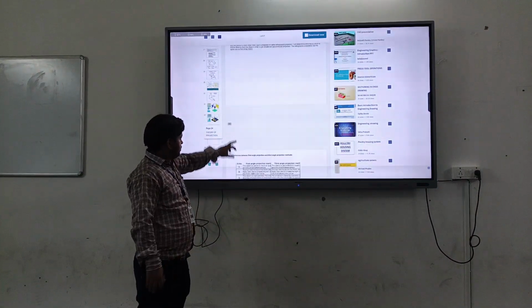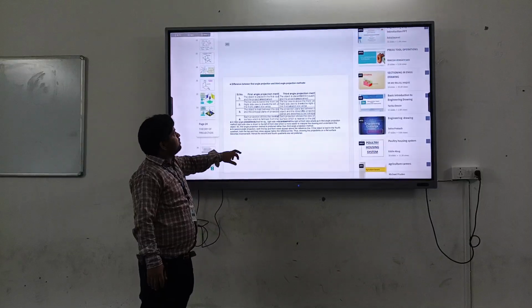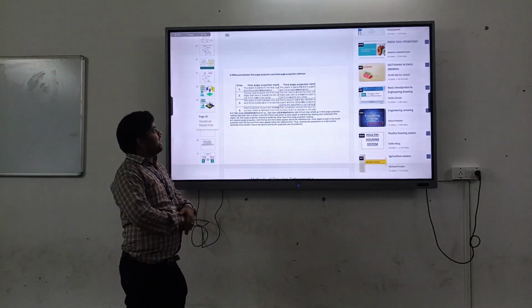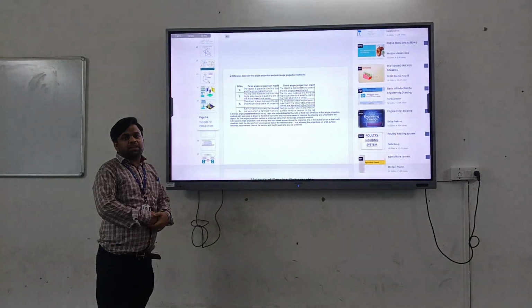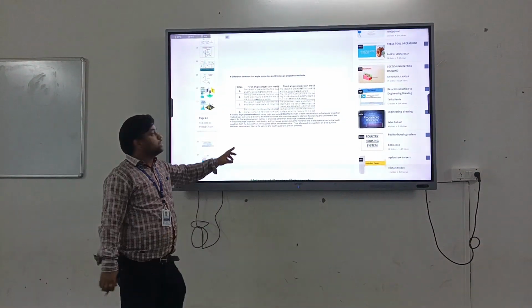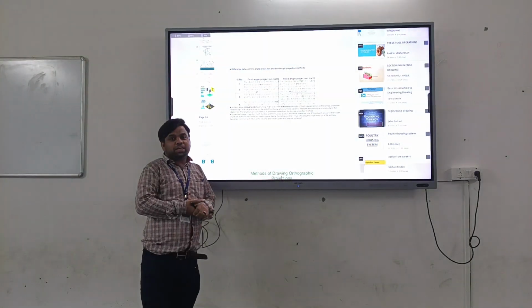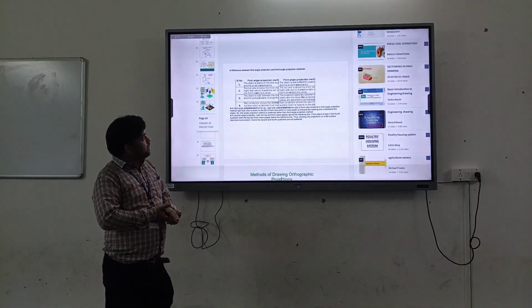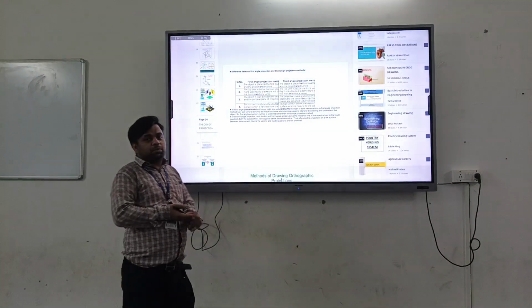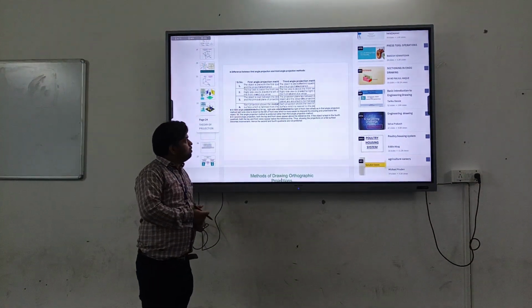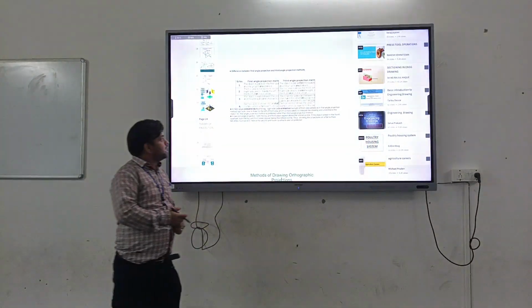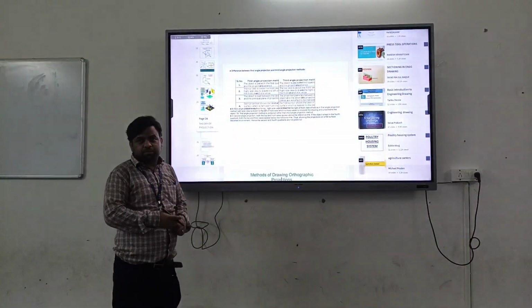So these are the differences between the first angle and the third angle projection methods. In the first angle projection method, the object is placed in the first quadrant; in the third angle, the object is placed in the third quadrant. The top view will be below the front view in the case of first angle projection.